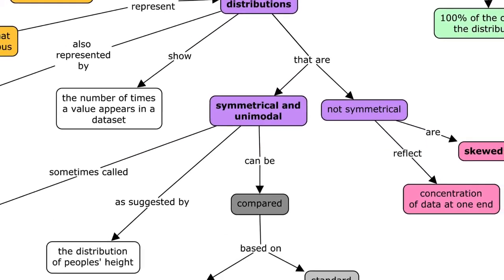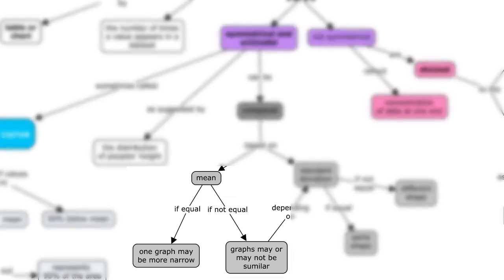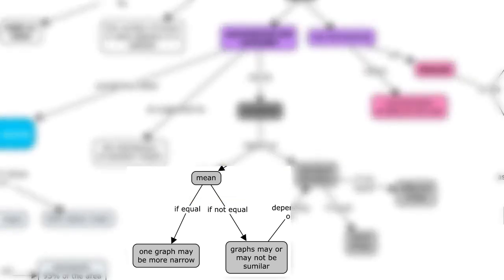The nice thing about symmetrical and unimodal distributions is that we can compare them with one another, and we do so based on the mean of the distribution and the standard deviation. In your mind's eye, if you're able to imagine two symmetrical and unimodal distributions with the same mean, you would probably see one graph which is more narrow than the other.